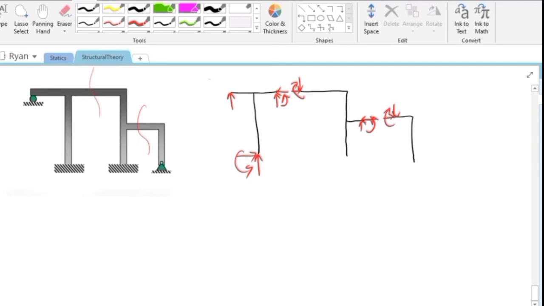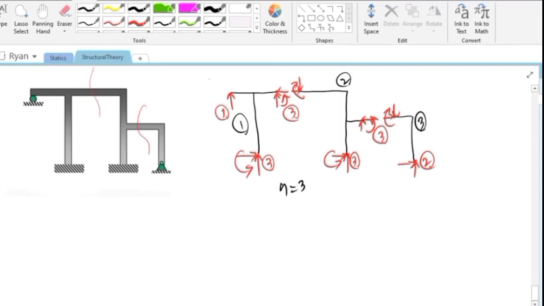and dito this is fixed, so meron tayo ditong tatlo, and then here this is a hinge, so meron tayo ditong dalawa. So we have 1 here, 3 here, 3 here, we have 3 here, 3 here, and 2 here. So for the total number of members, we have 1, 2, 3, so your n is equal to 3. So for the total number of reactions, your r is equal to 15.